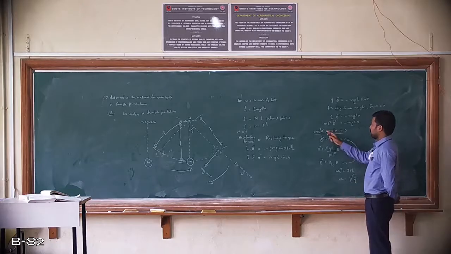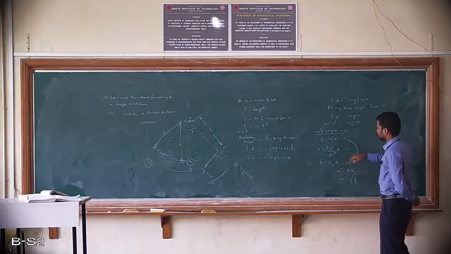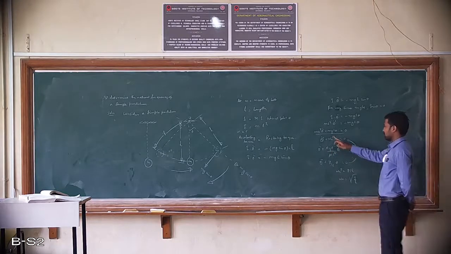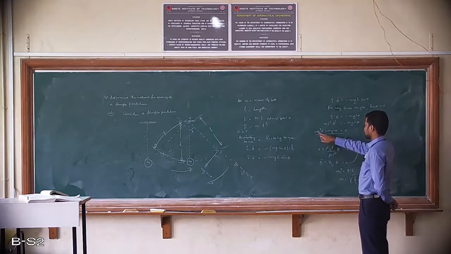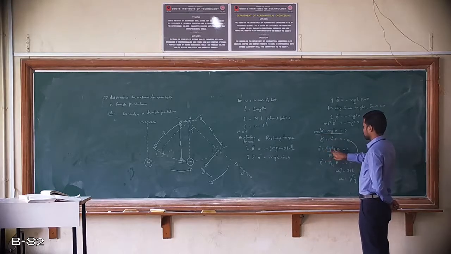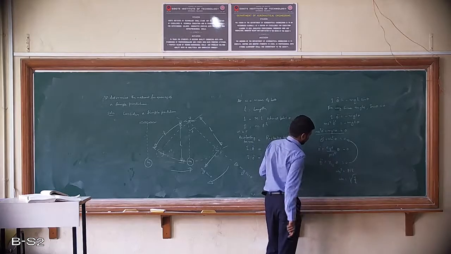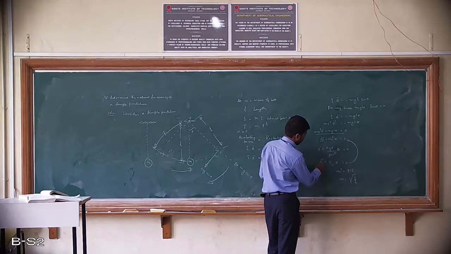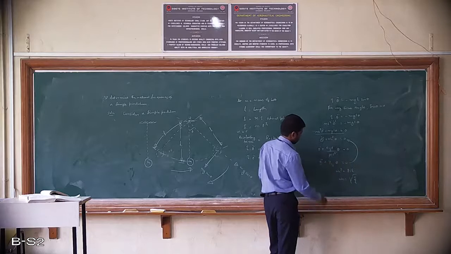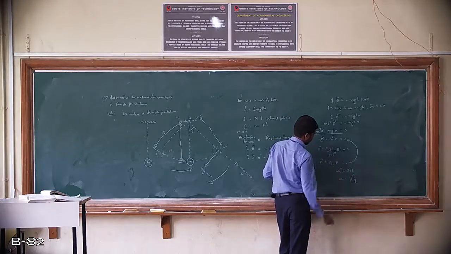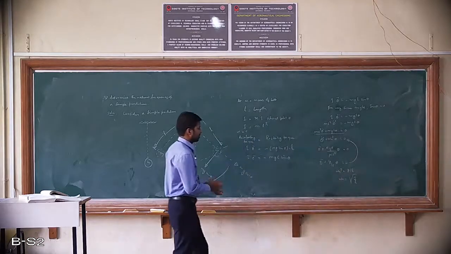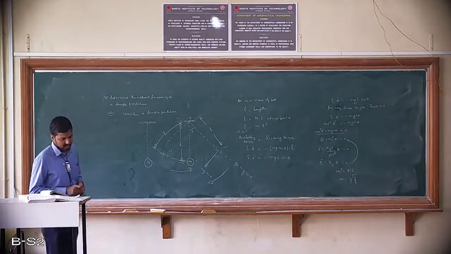So compare this equation with the standard one, that is theta double dot plus omega n square into theta is equal to zero. To bring this equation into this form, divide this equation by mL square. So you are going to get theta double dot plus mgL divided by mL square into theta is equal to zero. This m and m get cancelled, L and L get cancelled. So the remaining term is theta double dot plus g by L into theta is equal to zero. So omega n square is equal to g by L. Therefore, omega n is given by under root of g by L.